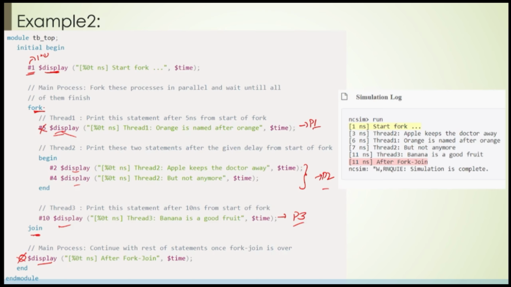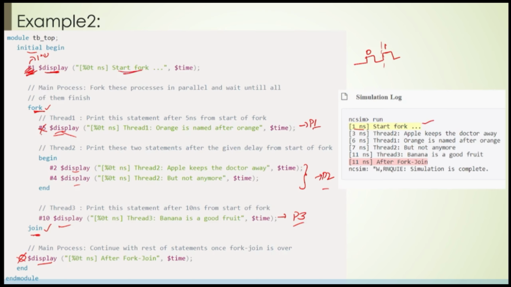Why? Because before the fork join itself, I have given one time unit of delay. That means my execution will start at one time unit delay rather than zero, because at zero time unit I didn't give any display statement. I'm starting my initial with one time delay, so my execution is starting at one time unit of delay. That is why at 1 nanosecond, start fork will be displayed. Then later it will enter the fork join block.